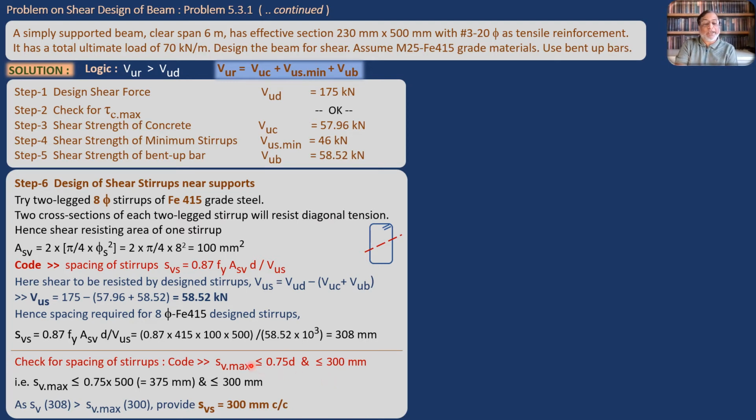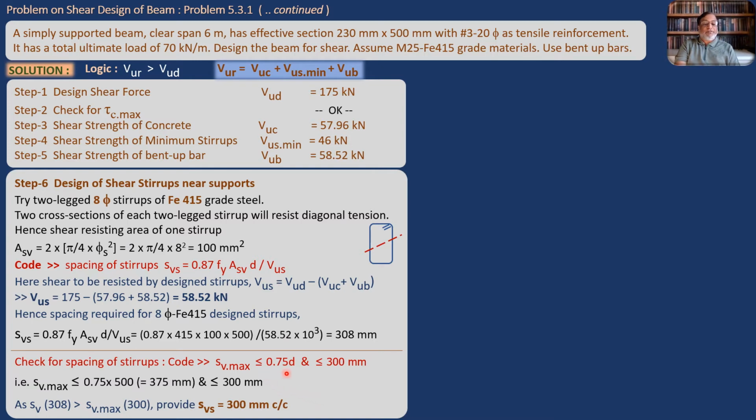So what you have to do is calculate this value 0.75 d. How much will it be? 0.75 into d, which is 500, so you will get 375. So IS code is saying that whatever final spacing you want to provide, it should not be greater than this 375. We have got 308, so it is not greater. It is also saying the second value as 300 mm. So in any case, spacing of stirrups should not be greater than 300, whatever you get from your calculations. From calculation we have got 308. So what we simply have to do is, once we get this value of SVS, calculate the other two values 0.75 d and 300, and take the minimum of those three values.